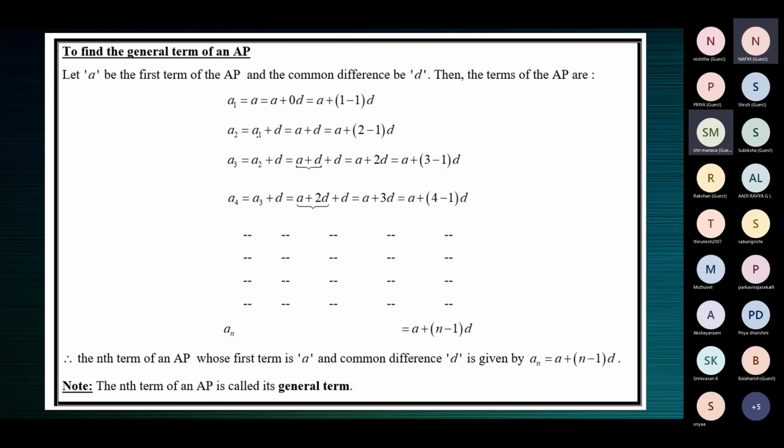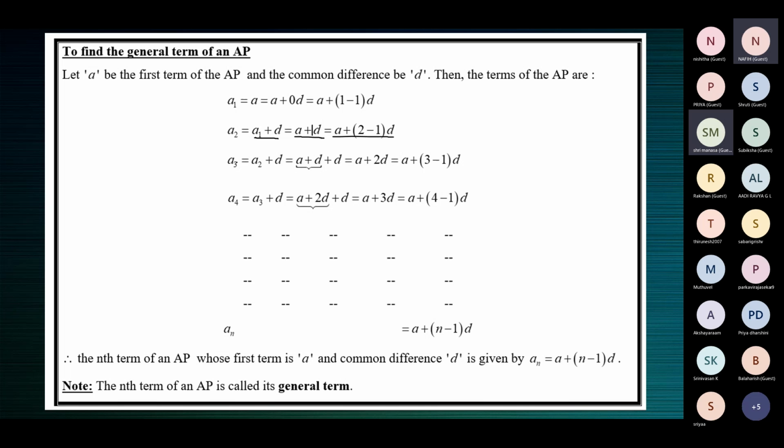So the second term is the first term plus a common difference. The second term is A plus D, and D means 1D. 1D can be written as 2 minus 1 into D, so this is also A plus 1D. So with the first term, it is 1 minus 1 into D. With the second term, 2 minus 1 into D. So the third term will be 3 minus 1 into D, going by that rhythm.